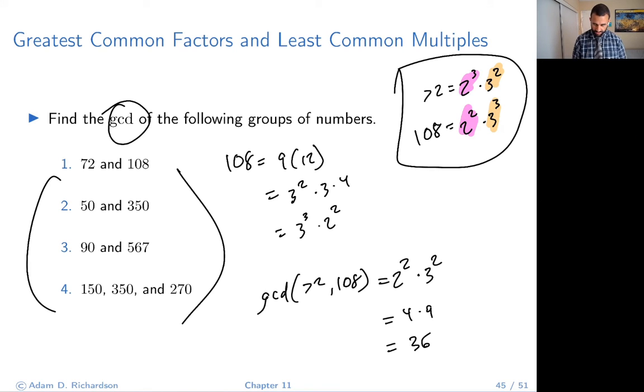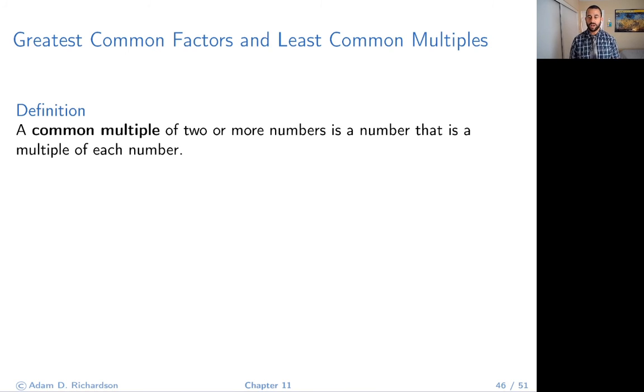All right, now let's move along. Now we're going to talk about common multiples. So we finished talking about these. Now we're going to start talking about those. So the definition is this. A common multiple of 2 or more numbers is a number that is a multiple of each.